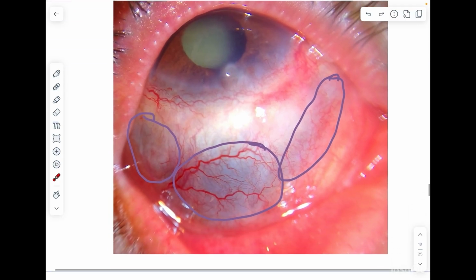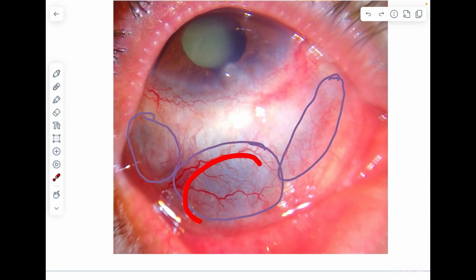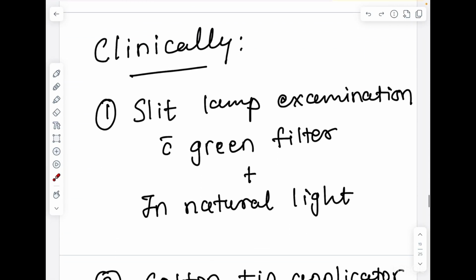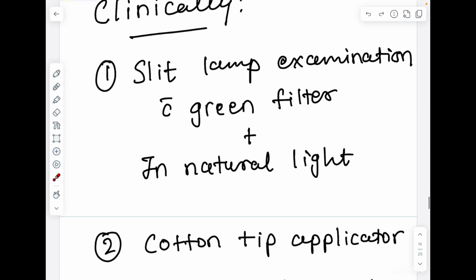This is the scleritis picture. You can clearly see this purple violaceous hue. Okay, and the vessels are mainly crisscross, so much so that we cannot differentiate the arrangement. Okay, now we'll see other points on how to differentiate it clinically.